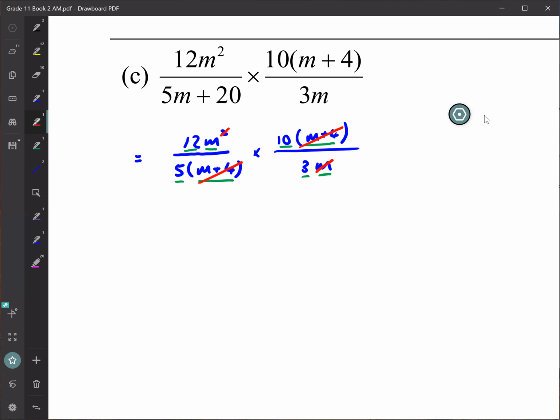What else can cancel each other, Nathan? The 3, yeah, 3 can cancel out with 12, becomes 4, 4 and 1. And anything else? And the 5 and the 10. Yeah, 5 becomes 1, 10 becomes a 2. Okay, so you need to do this after you do the factoring, okay?